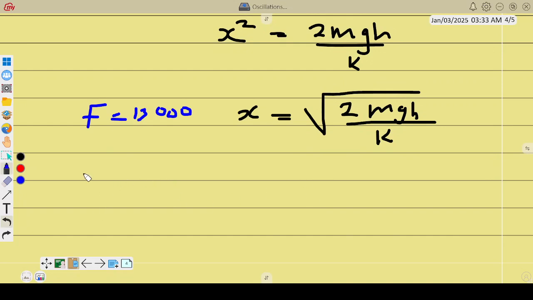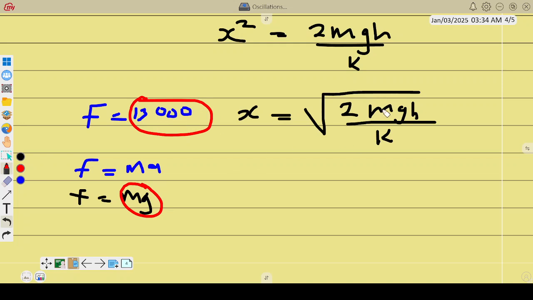And then what do you know about the force? You know that the force is equal to ma. And also, if not ma, we can put it as mg. This is the weight. They are the same. So where you see that we have mg, you can actually put this 13,000. So we're not going to sweat to look for mass. We're just going to say this mg together, gravity times mass, is equal to the force.